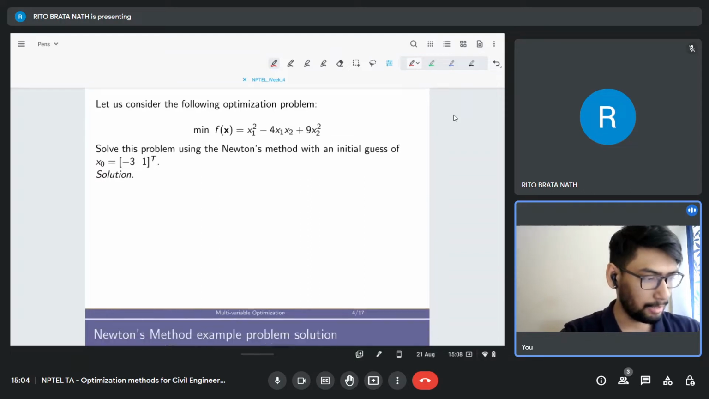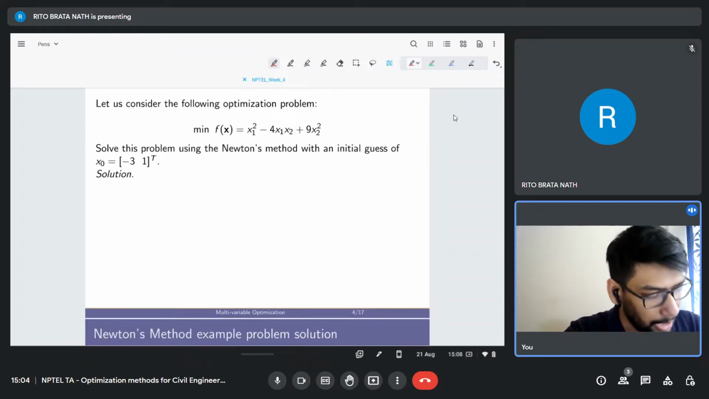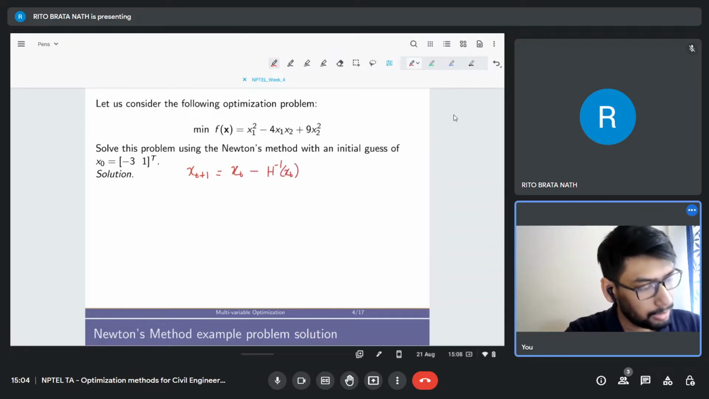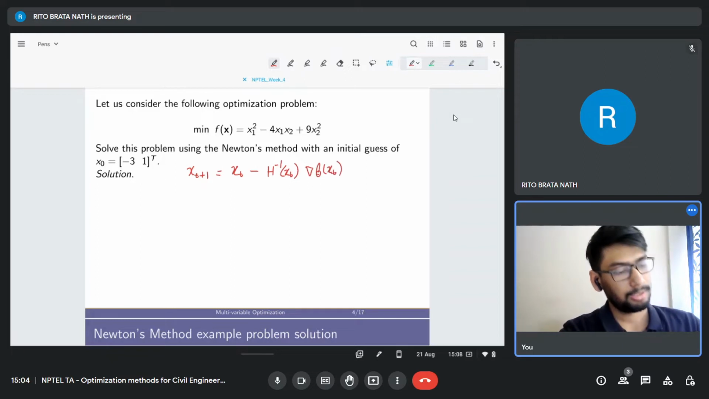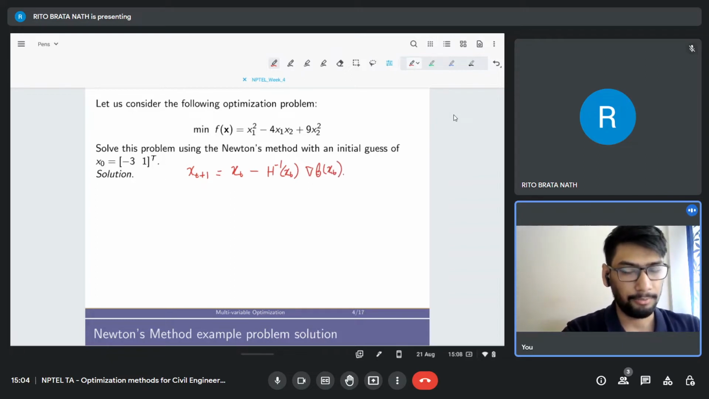As I have already mentioned, you have this equation xt plus 1 equals xt minus H inverse of xt times gradient of f at xt. As you can notice, for t equals 0, your x0 is given. You need to find out x1. And for that, you need to calculate both your Hessian and your gradient.